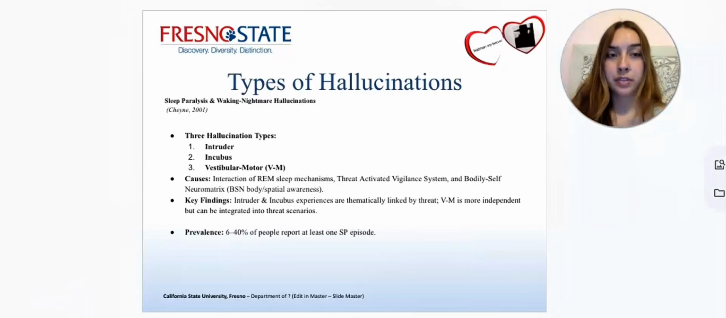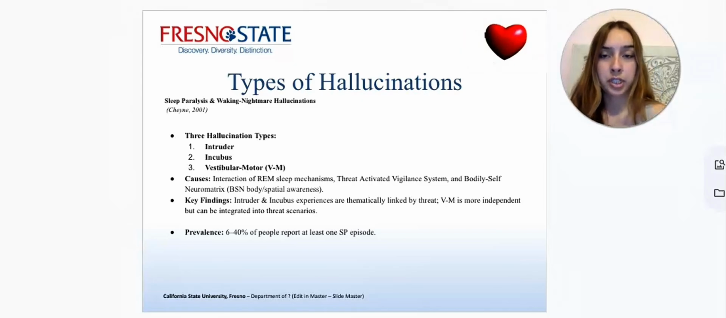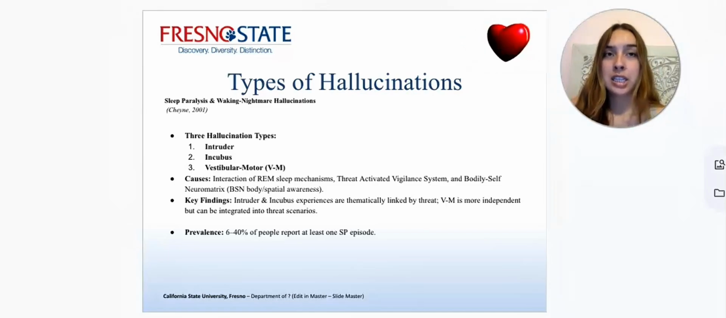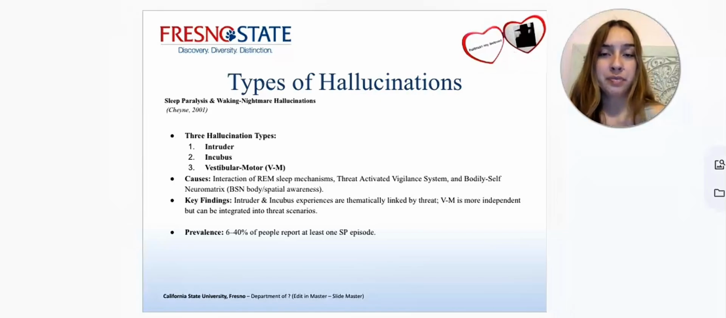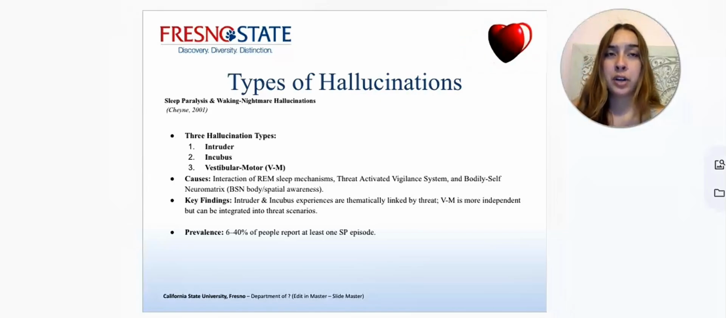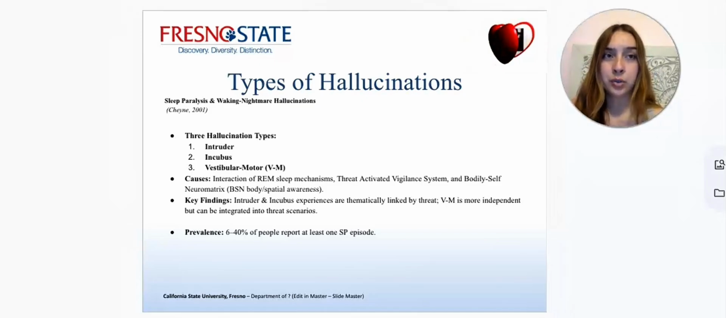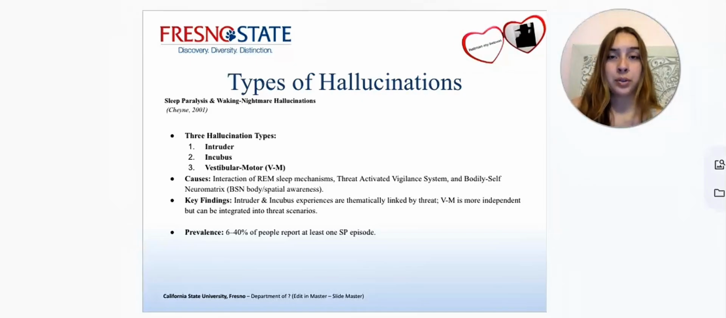What are the types of hallucinations? The three types of hallucinations I was able to find were the intruder, the incubus, and the vestibular motor. In the intruder type of hallucination, people experience a sense of presence where they see visual, auditory, or tactile hallucinations, and these are typically linked to fear or external threat.